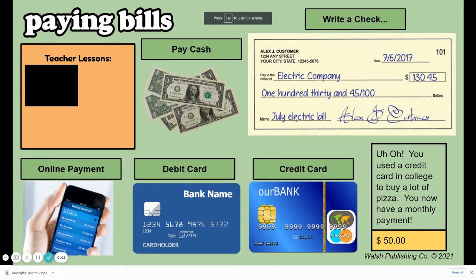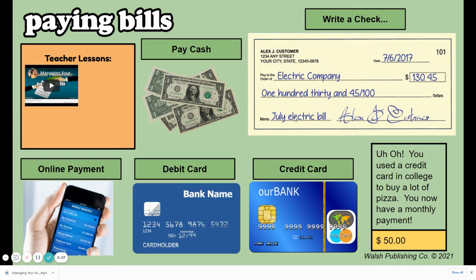On this page of your budget project, we're going to look at paying bills. You should have already watched the teacher lesson on managing your money and paying bills to teach you about credit, debit, taxes, paying cash, online payments, etc. But when you pay your bills or your expenses, you have the option of paying cash, writing a check, online payments, online apps, debit cards, and credit cards.